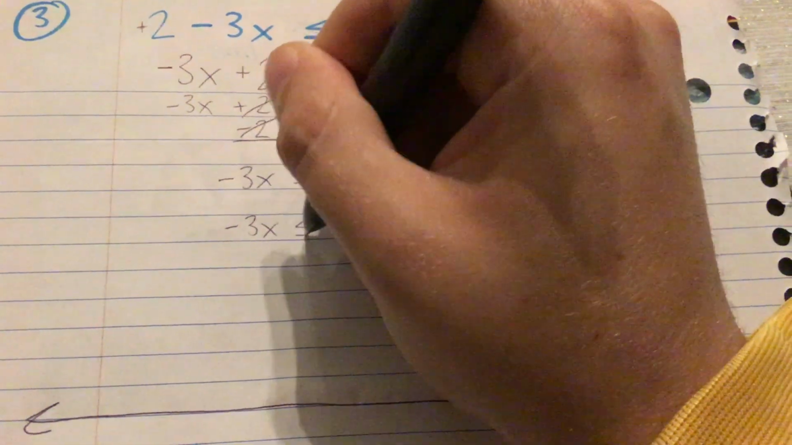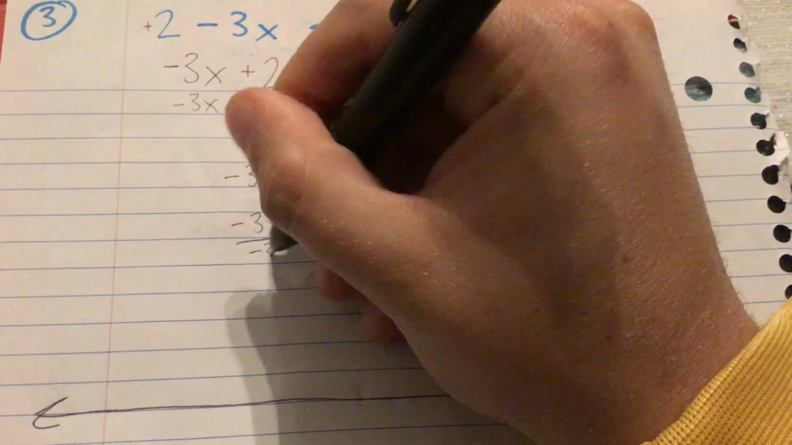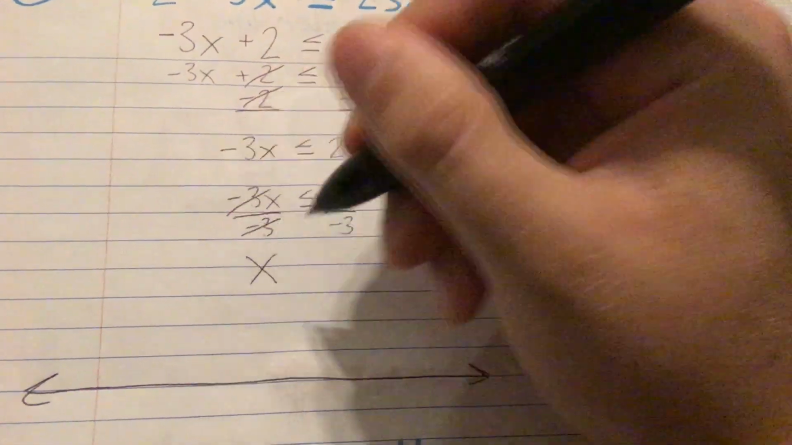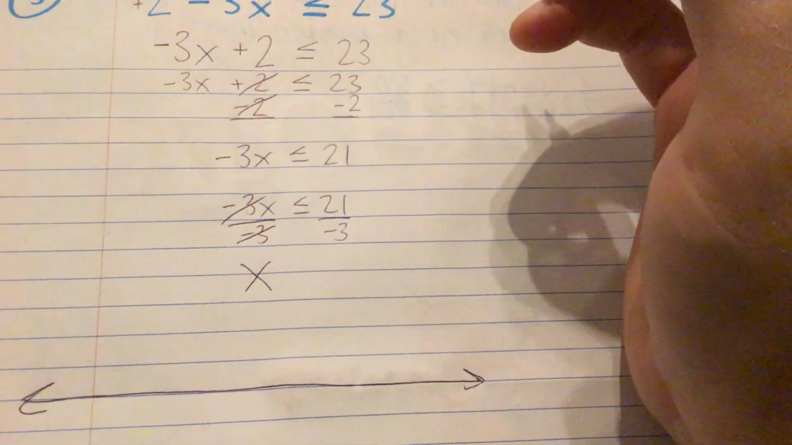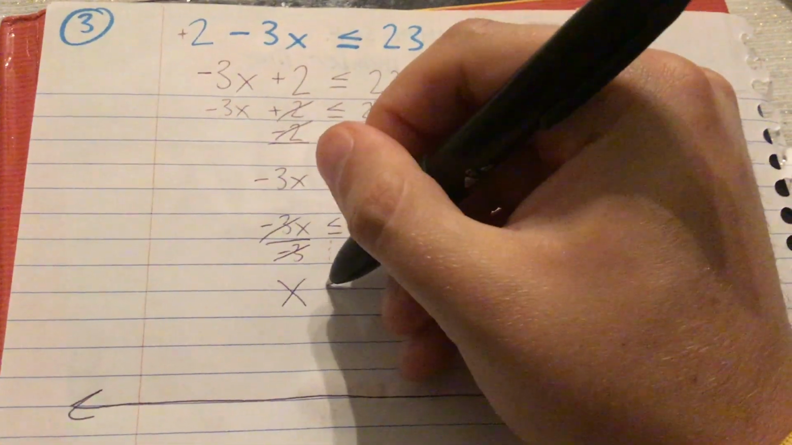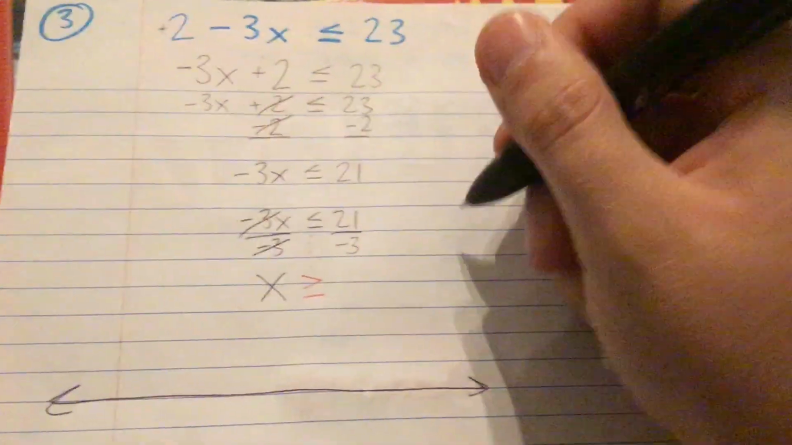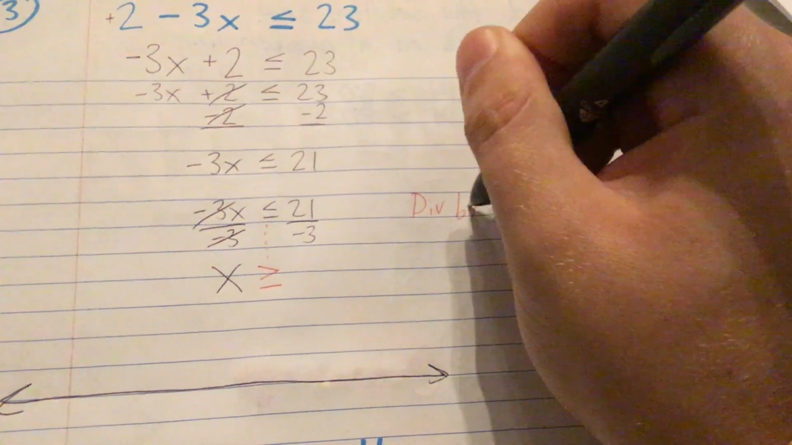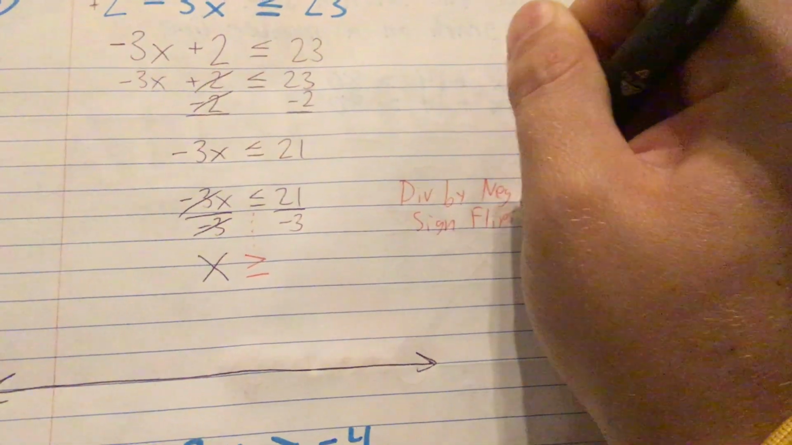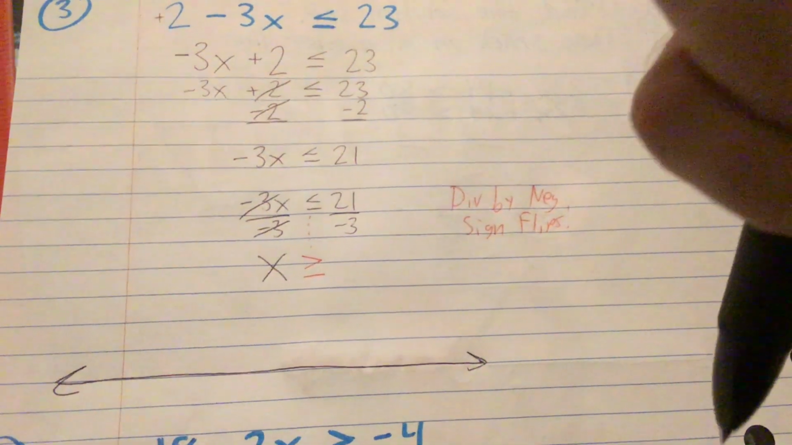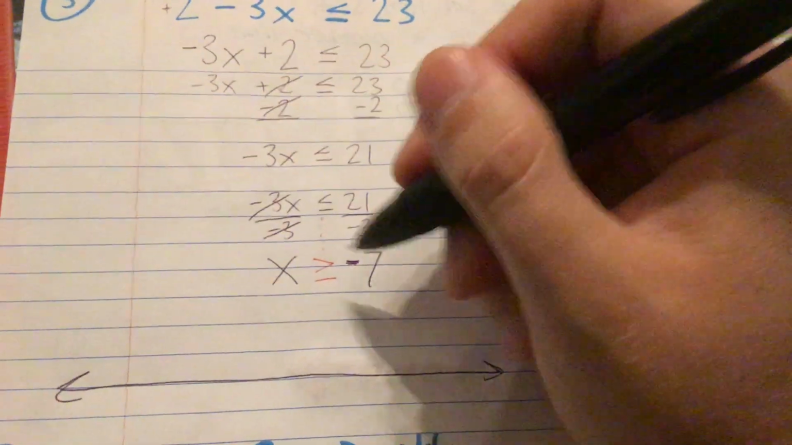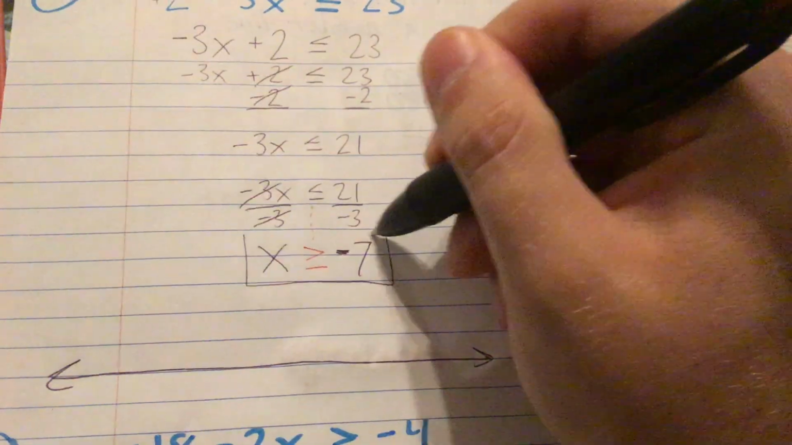I'm going to divide both sides of the inequality by negative 3, leaving me with x. What did I do on both sides? Oh, I divided both sides by negative 3. So what does that mean? That means that the inequality symbol needs to flip, because if I divide by a negative, then the sign flips. Okay, so now I've got 21 divided by negative 3, or negative 7. So x is greater than or equal to negative 7.